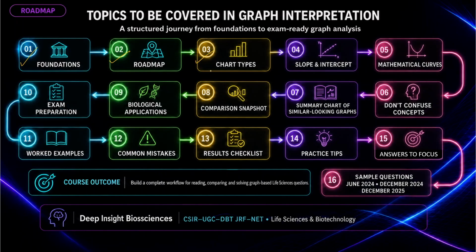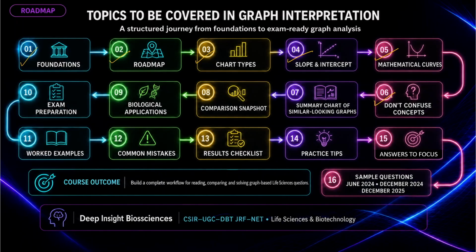You will learn the different types of graphs commonly used in life sciences and biotechnology. We will also discuss when and why each graph is used. In slope and intercept, understand what slope and intercept represent mathematically and biologically. These concepts help you interpret trends and rates correctly. In mathematical curves, learn how to recognize important mathematical curves and understand their biological significance. This will make complex graphs much easier to interpret.